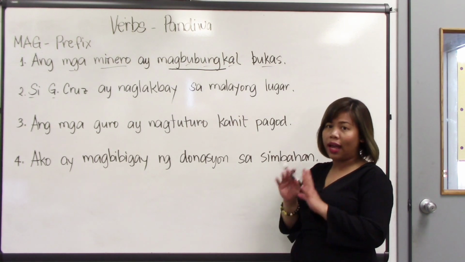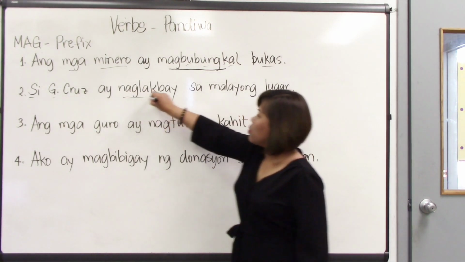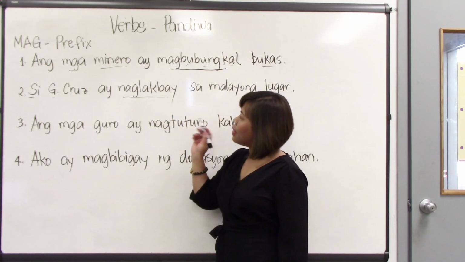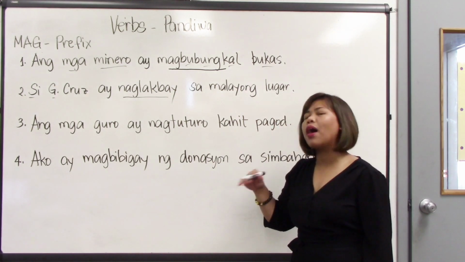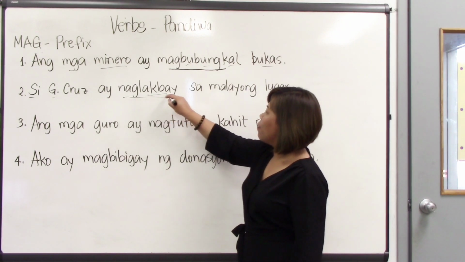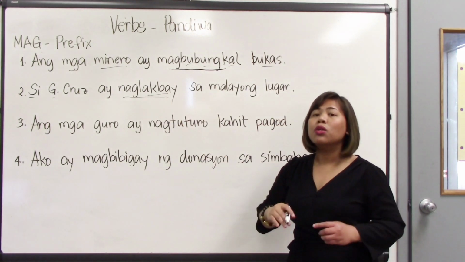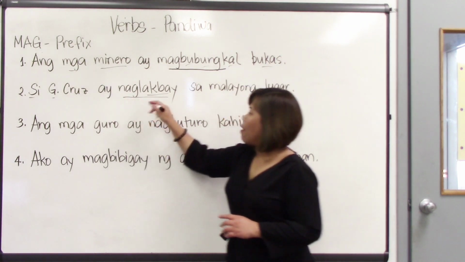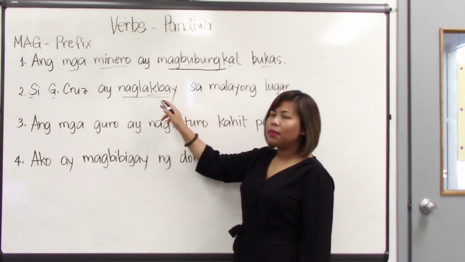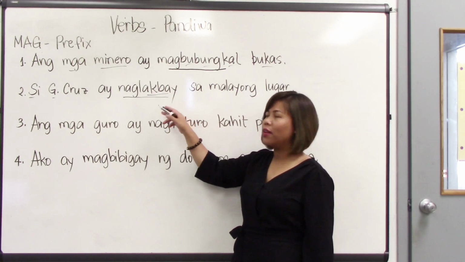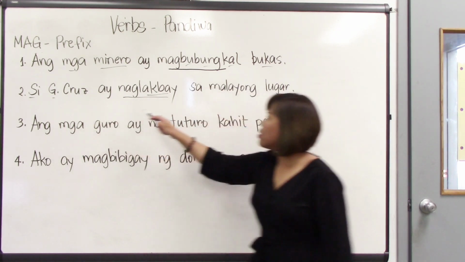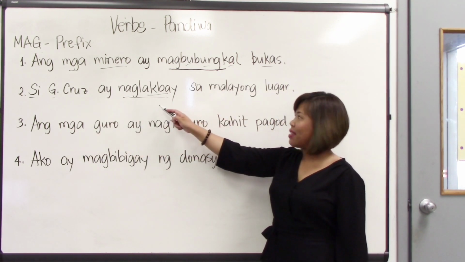Can you see a mag or a nag? Yes. So, this one, naglakbay. Can you tell the tense of the verb? Is there a repeated syllable? No. The root word is lakbay. The verb is lakbay, which means to travel. So, this one is naglakbay. We did not repeat the first syllable, so for sure this is a past tense. Naglakbay. Mr. Cruz traveled. So, it's a past tense.